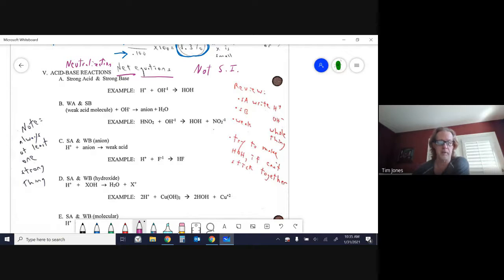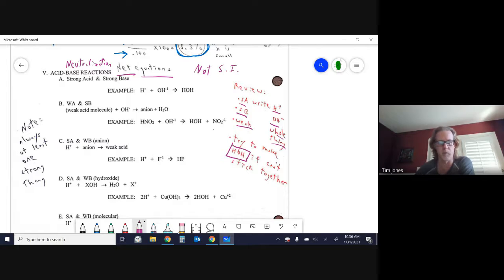A review from last year, most teachers in first year teach it this way. They say if it's a strong acid, you just write H plus because the other ion is spectator. If it's a strong base, you just write OH minus because the other ion is spectator. If it's weak, you write the whole thing because it's not going to split that much on its own and everything will be relevant. Try to make water.